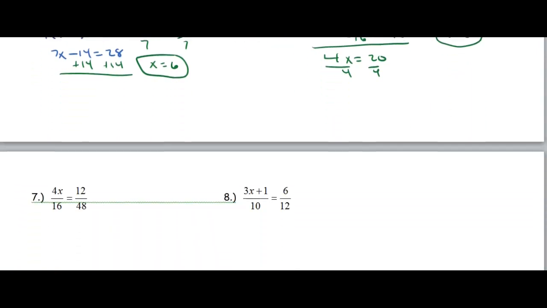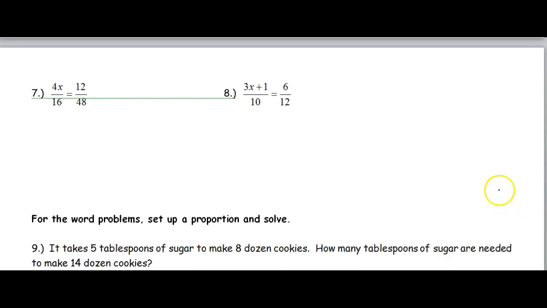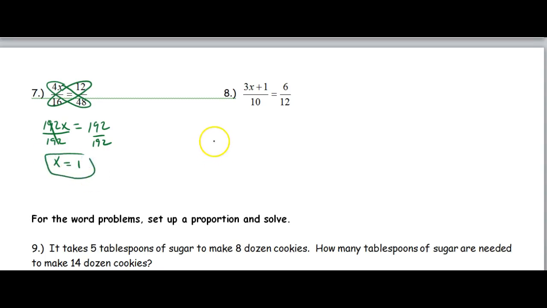Now, the next couple. When I cross multiply, 4x times 48 is going to give you 192x equals 16 times 12 is 192. So when I divide by 192, I'm going to get x is equal to 1.